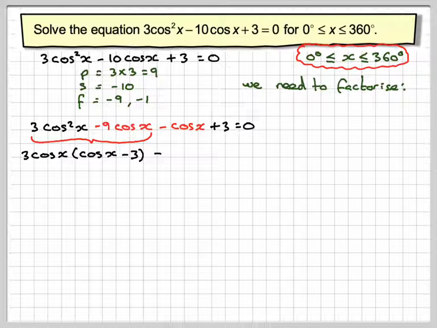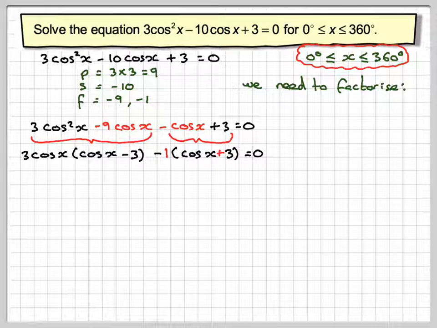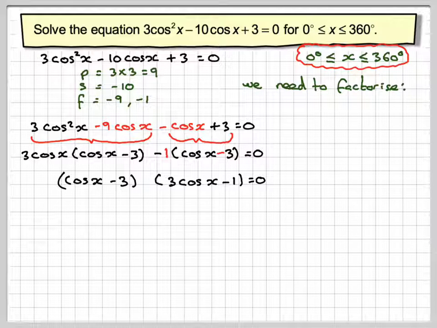Bring down that minus sign, and then we factorise that. Now, there isn't any common factor there except 1. But when I put the brackets in, this sign here will become a minus. Think about it, minus 1 times minus 3 will give you back plus 3. So, factorise out, we're going to get cos x minus 3, because it's now a common factor, and then we're left with 3 cos x minus 1 in the other bracket.